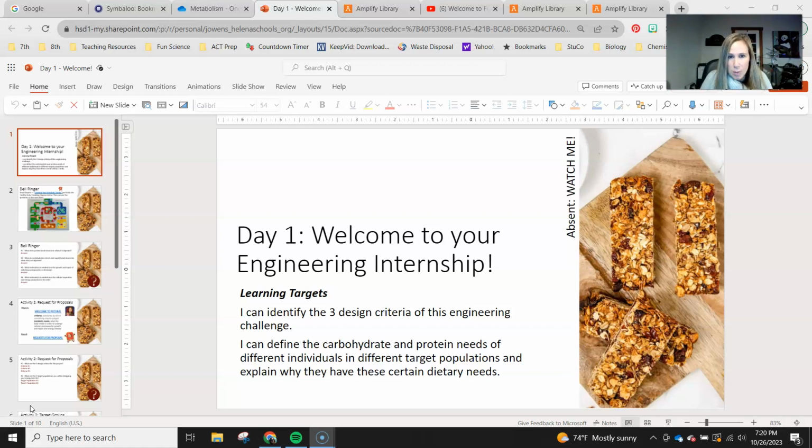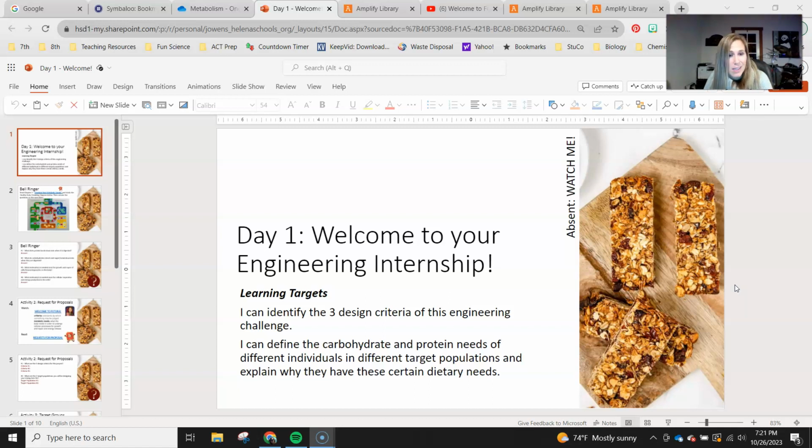Today is day one. Welcome to your engineering internship. In this internship, you guys are going to be building little energy bars that are going to help meet certain metabolic needs for different people. So either patients or rescue workers that might be working on something like an earthquake relief, where maybe we're trying to dig people out of rubble, other people are injured and in the hospital, different things like that. So you guys are going to learn all about your different target populations today.